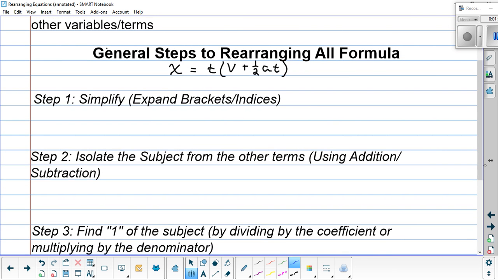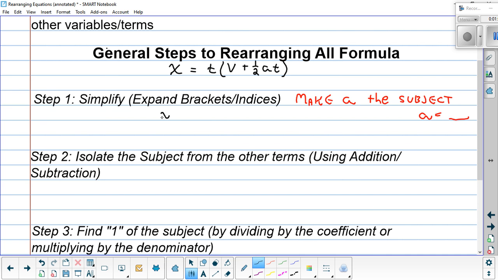So generally, the steps to rearranging are as such. Given x equals t bracket v plus 1/2 at bracket, we don't actually know what we're going to solve for, so I'm going to choose a as the subject. That means, in the end, I want our expression as a equals whatever we result in. First off, same as when solving, we want to get rid of brackets, right? Brackets aren't our friends, they just mess up everything. So let's multiply into our brackets.